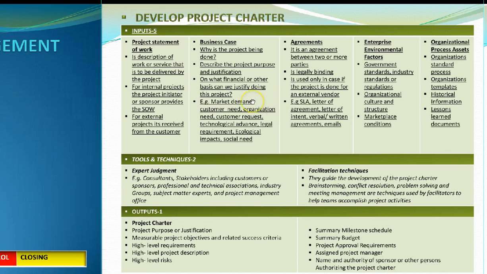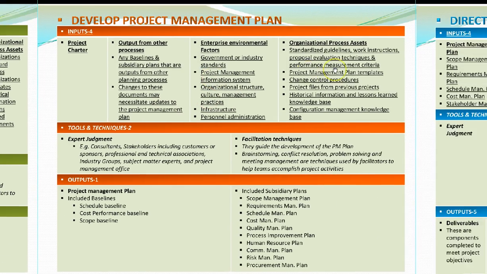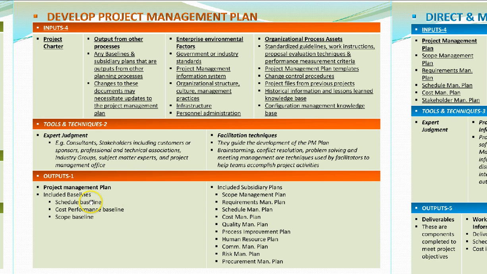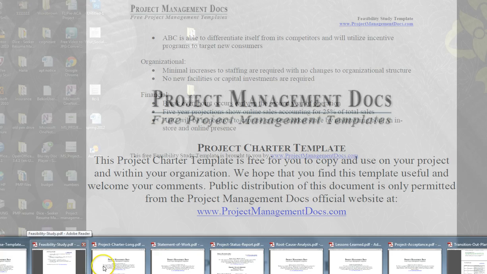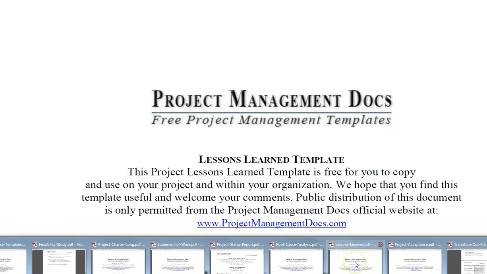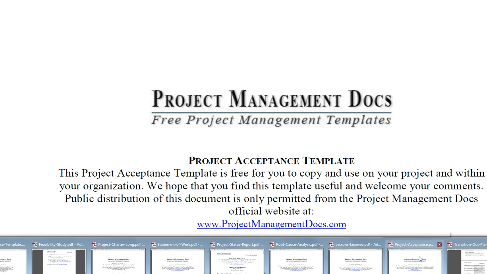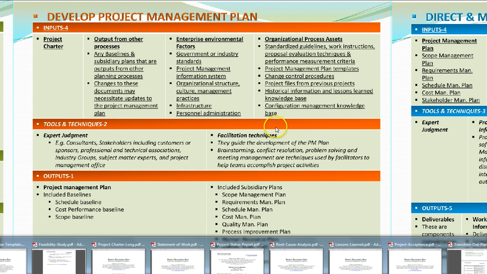So some of the templates that we'll be seeing are the project statement of work and the business case. We'll see how the project charter looks like. Then we are going to see what a project management plan looks like. We'll even look into the feasibility study, the project status reports, the lessons learned documents when we close the project, project acceptance criteria templates, and the post project review templates.